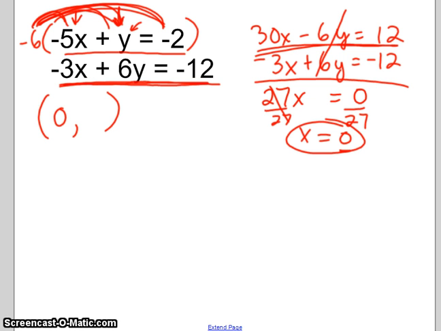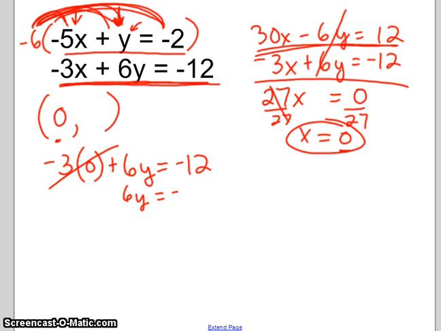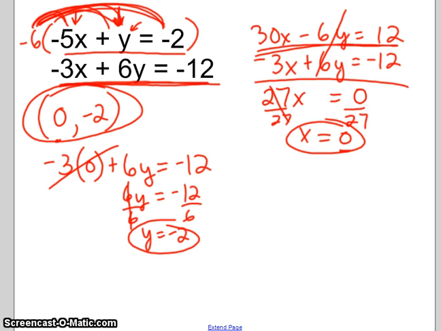See what happens. Negative 3 times 0, because we plugged in 0 for x, plus 6y equals negative 12. That cancels. 6y equals negative 12. Divide by 6. Y equals negative 2. Alright, so our answer is 0, negative 2. Okay, and you can check it if you want to. I'm going to continue on to the next video.